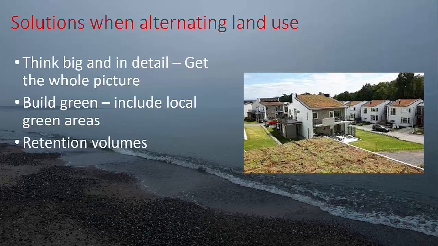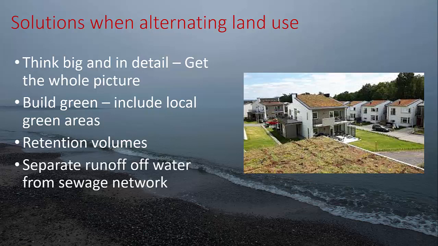Retention volumes. If you do have hardened areas, try to use the landscape so you get natural retention volumes that can collect the peak flows from the rain. Also, separate runoff water from the sewage network in order to protect the sewage treatment plant. So you have separate sewage pipes, and then you have pipes for the runoff.